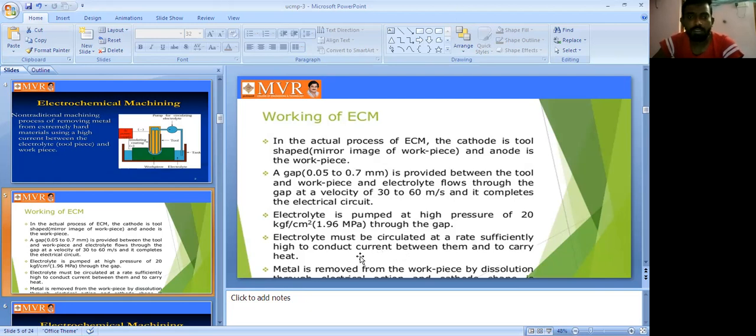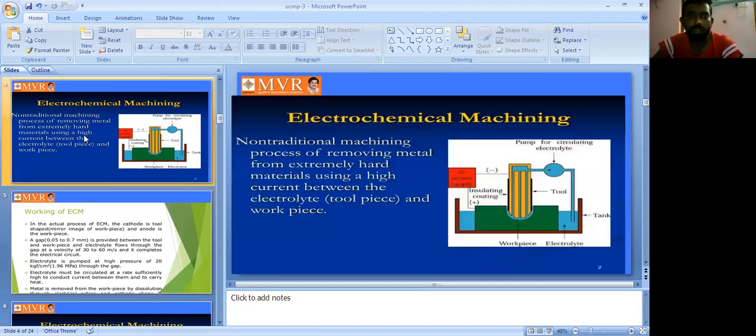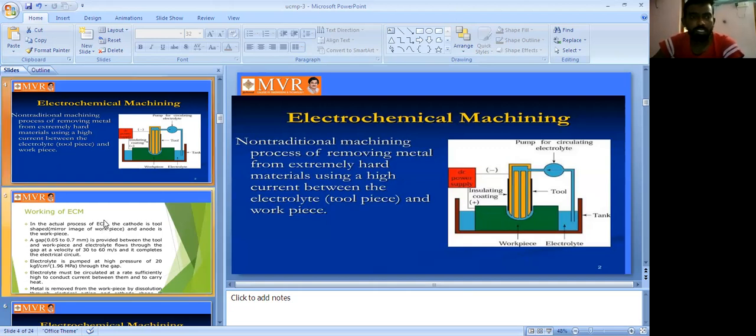The electrolyte should pass through the tool, because the current is supplied there. After that, the tool moves toward the workpiece and cuts it. The metal is removed from the workpiece by dissolution. When power is applied to the tool, it moves toward the workpiece and slowly cuts it. That is the working of ECM.